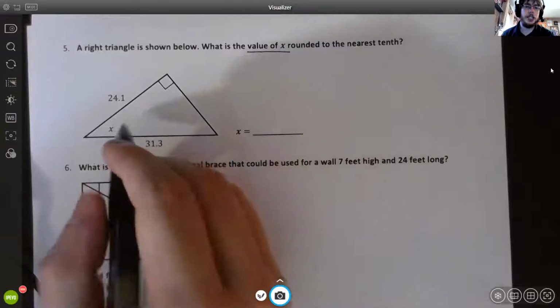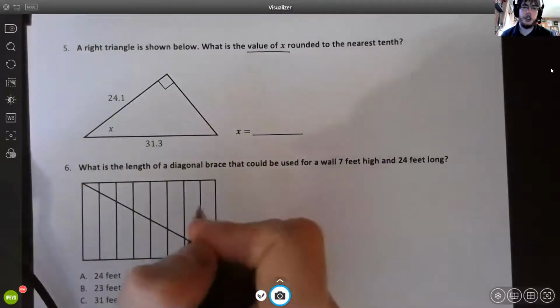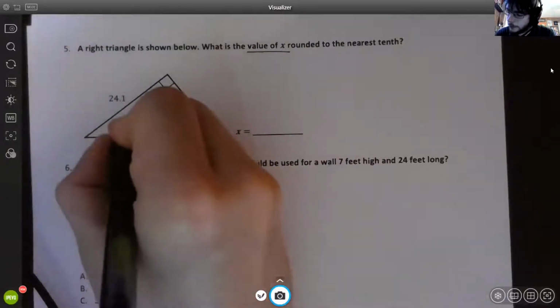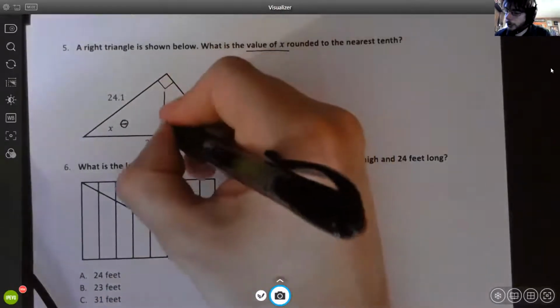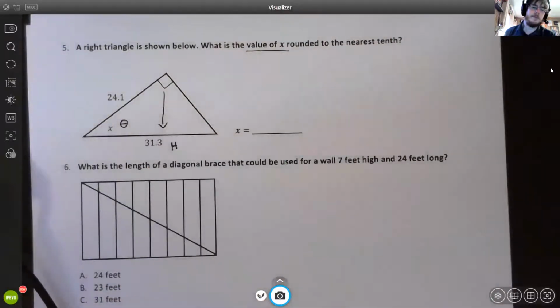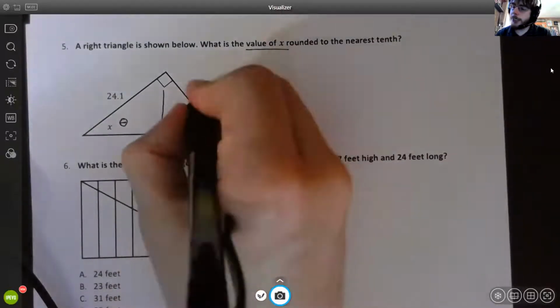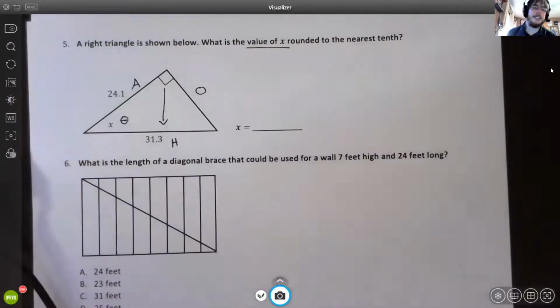So since we're looking for an angle, we know we have to use our inverse trig functions. So we're going to put theta as x, label our sides as O, H, and A. So our hypotenuse is across from the right angle, so that would be 31.3. Our opposite side from theta is the one that doesn't touch, which would be our blank side here, which leaves 24.1 to be our adjacent side.